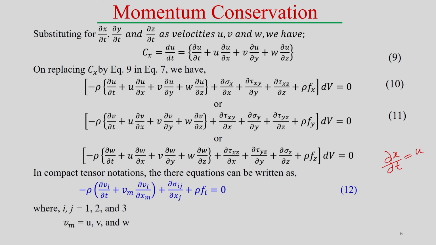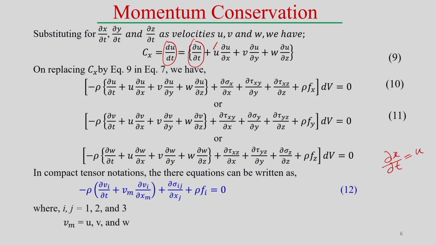Similarly, del y by del t and del z by del t are all velocity components, u, v and w along the x, y and z directions. From there we can find the value of Cx, du by dt. So, del u by del t is one partial derivative, and del x by del t is equal to u. So, u into del u by del x, v into del u by del y, and w into del u by del z. That is why we can represent all these with the u, v and w velocity components.